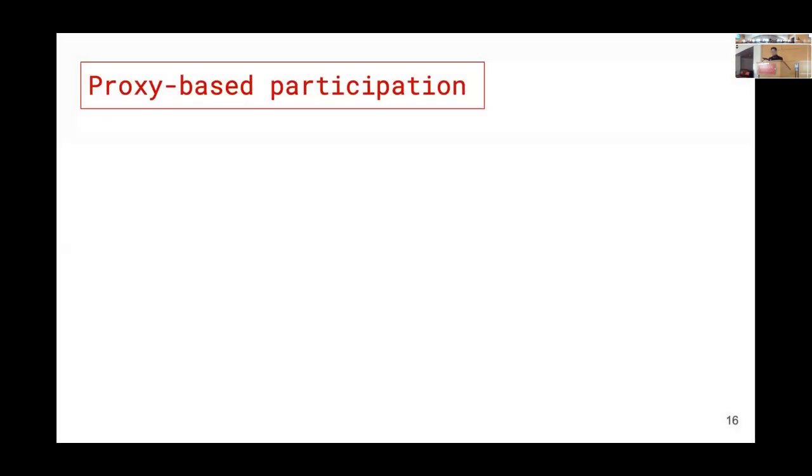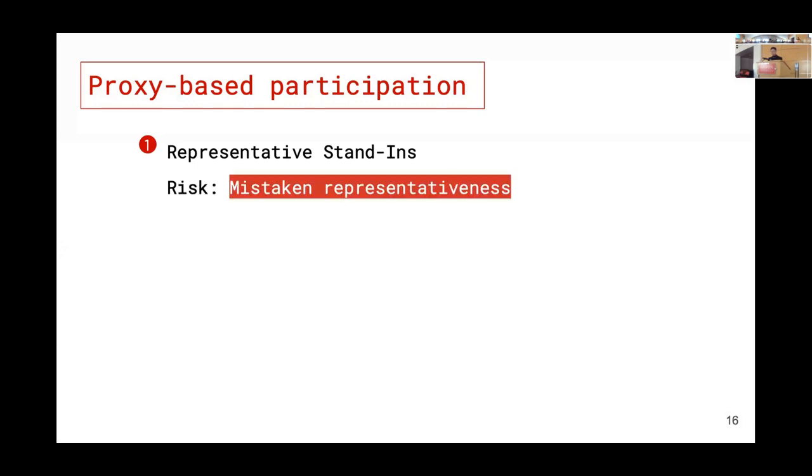We identified 3 forms of proxy-based participation and their potential risks. First, when AI practitioners recruit stand-ins who represent the interests of affected groups, such as affinity groups with similar demographic backgrounds. However, it is not clear to what extent the recruited participants are in fact representative of the groups in question.